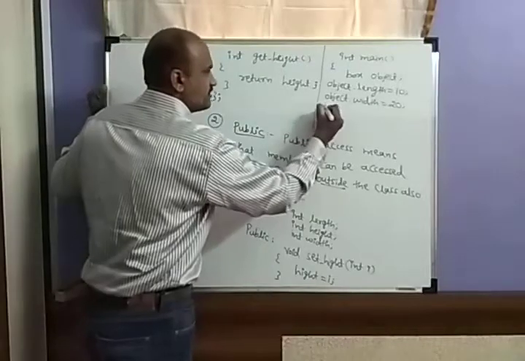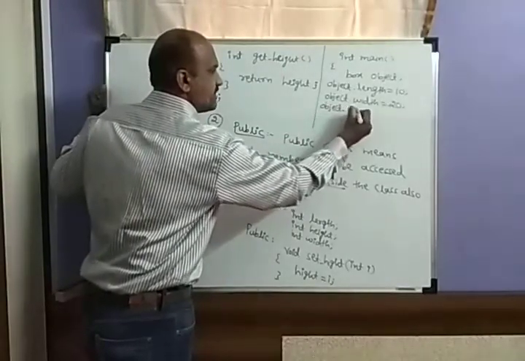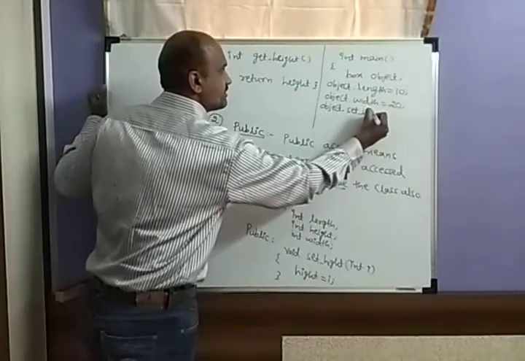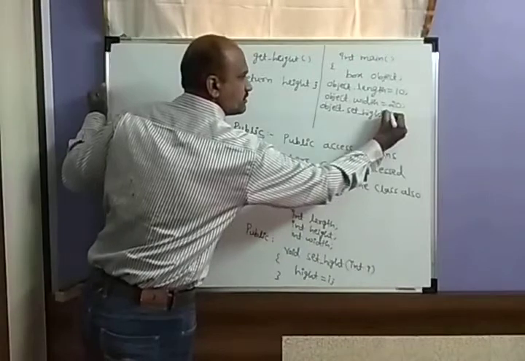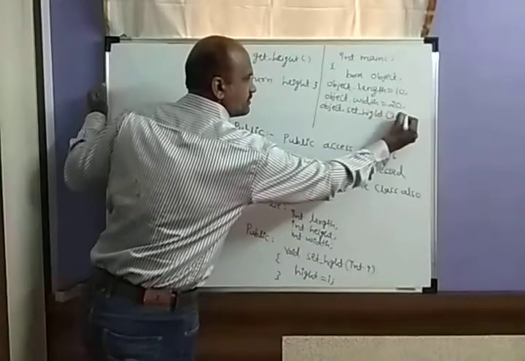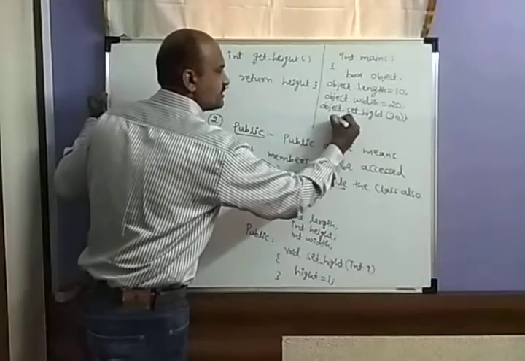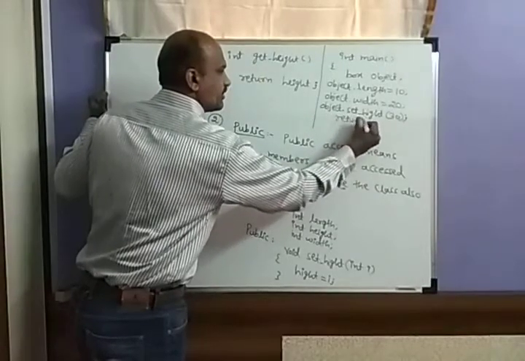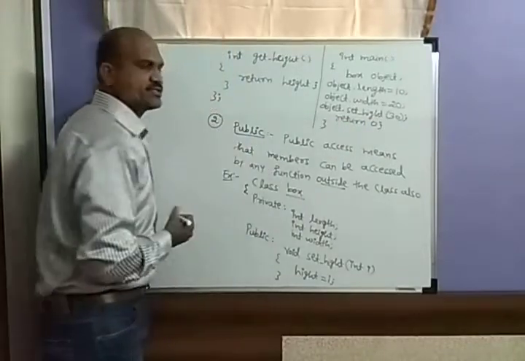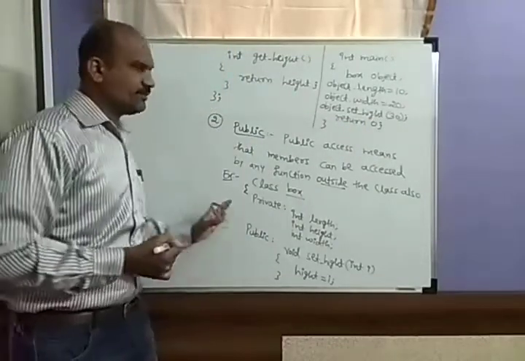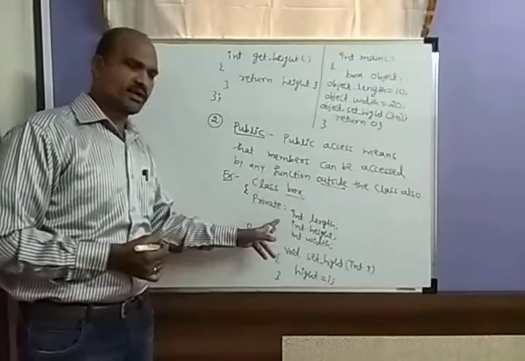Height is given with the set height function that you define in the class. So object dot set underscore height, with 30. Lastly return 0 because we are writing int main. Then close the brace.